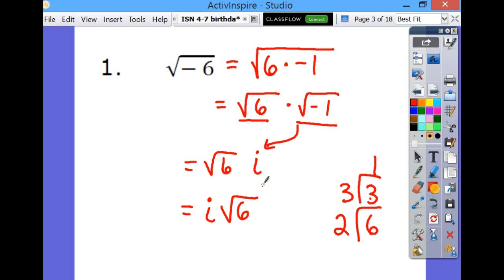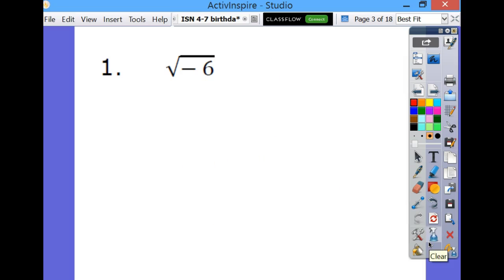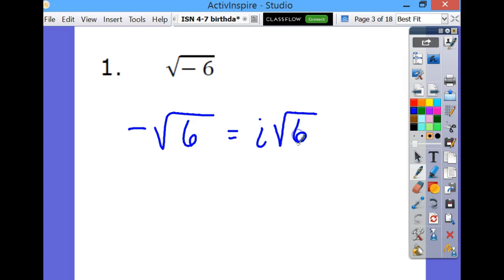Now, you got that much? Is this the same problem? Is this equal to that? What's the difference in this problem? No, this is not true. What is the difference between the first problem and the second problem here? If the negative is on the outside of the radical, that does not give you an I in the answer. If the negative is on the inside of the radical, it does give you an I in the answer.